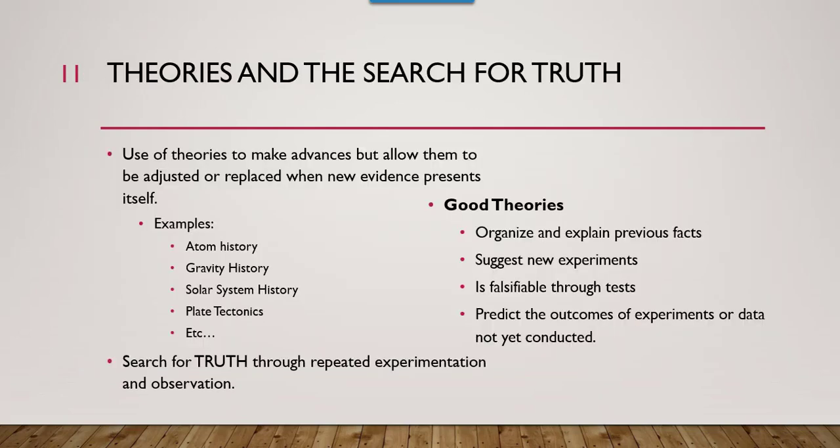So we use theories to make advances, and a good theory needs to be adjusted and replaced when new evidence presents itself. So good theories are organized, they explain previous facts, they suggest new experiments, and they can be falsifiable. They predict outcomes of experiments or data not yet conducted. Einstein produced a lot of really good theories about things that he couldn't prove, or he couldn't even do experiments about, but the things that he put into place after his time has come, the current evidence is supporting stuff that he had thought about. And that's what makes a good theory.